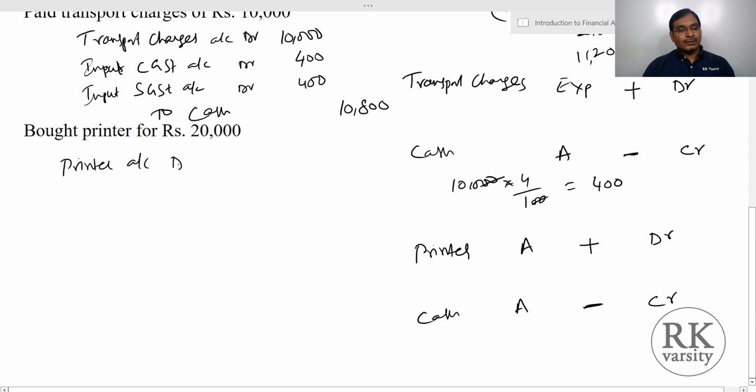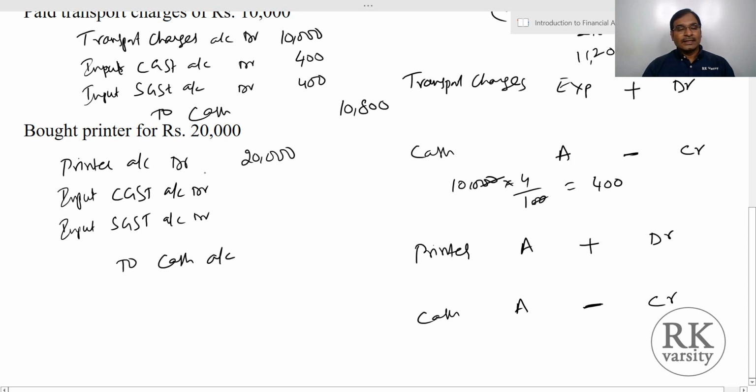Printer account debtor, then input CGST account debtor, then input SGST, that is the state GST account debtor, to cash account. So what is the printer cost? Printer cost is 20,000, and on this 4% is CGST. 4% of 20,000 is 800, and 4% state GST is another 800. So the total amount is 21,600. So this is your cash account.